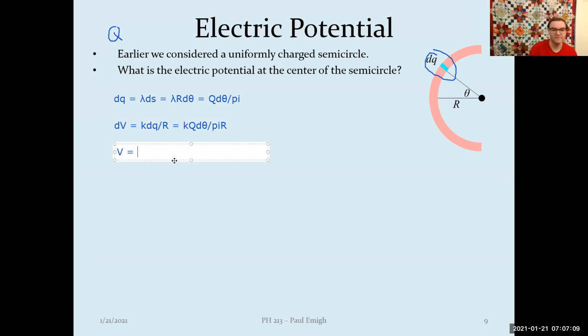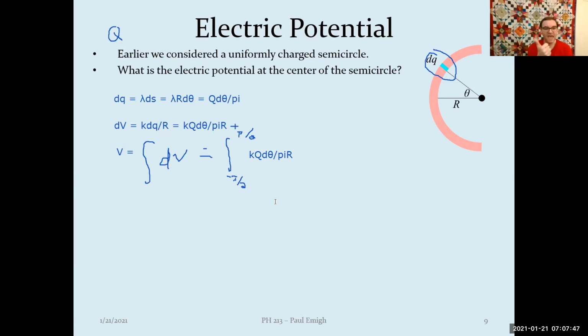So the last thing we need to do is say V is going to be equal to the integral of dV, which is going to be the integral, and I better put limits on here. Let's see, just like when we solved this problem a couple weeks ago, we're going to go from minus pi over 2 to pi over 2. So minus pi over 2 to plus pi over 2. Sorry about my drawing here, pi over 2. There we go. And then I'll just put my kQ d theta over pi R down here.